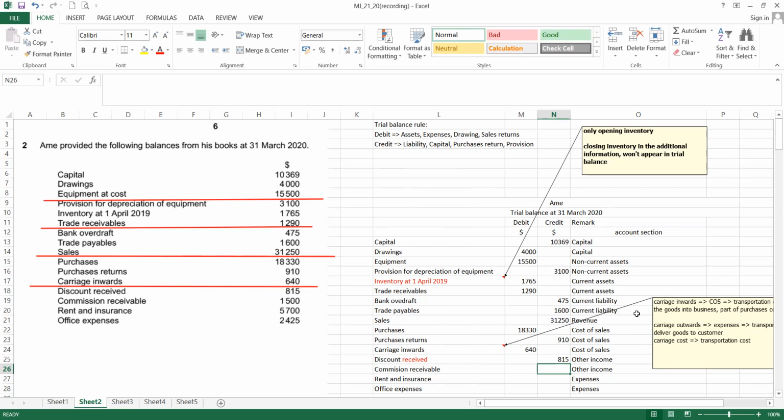Commission receivable is also an income account. Credit. Rent received. Rent and insurance, office expenses, is an expense. Debit.